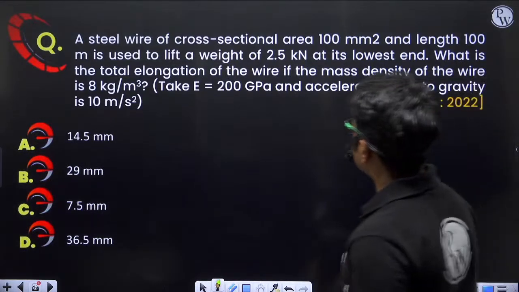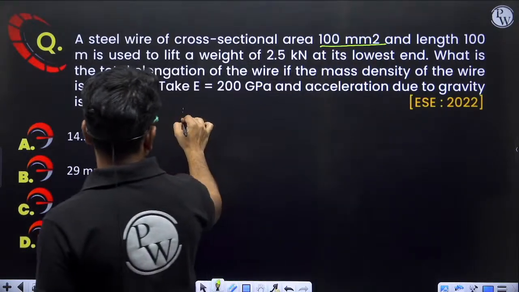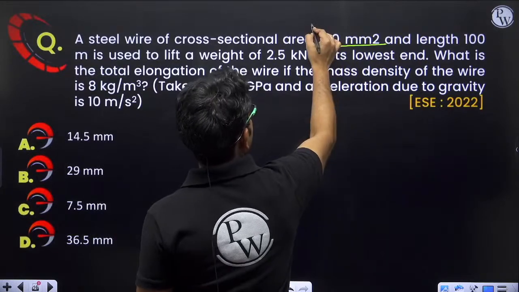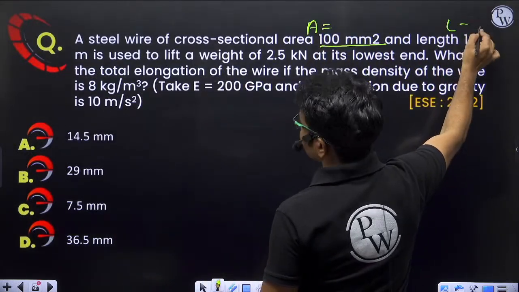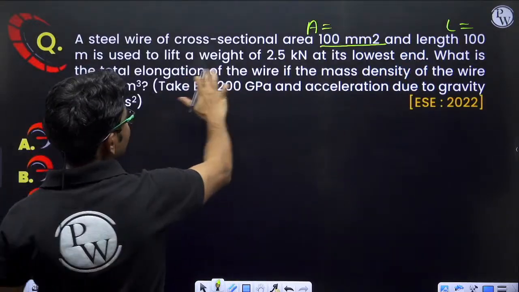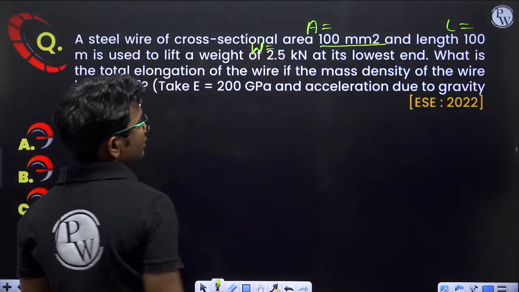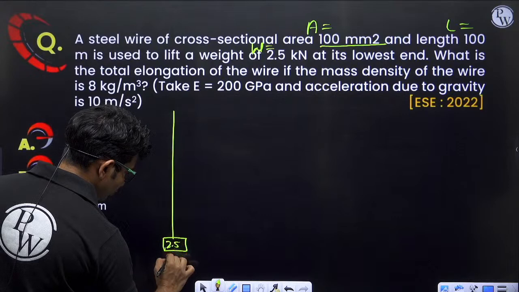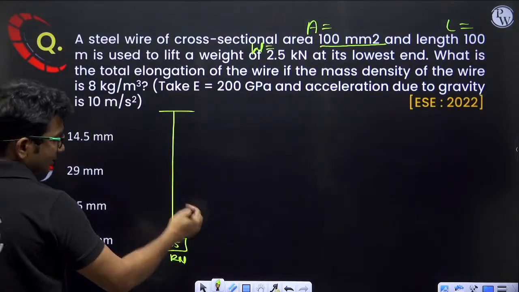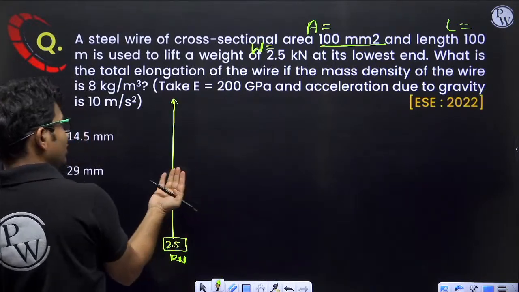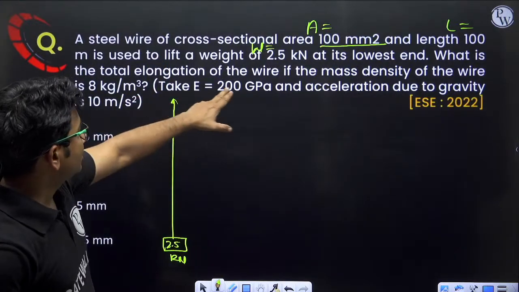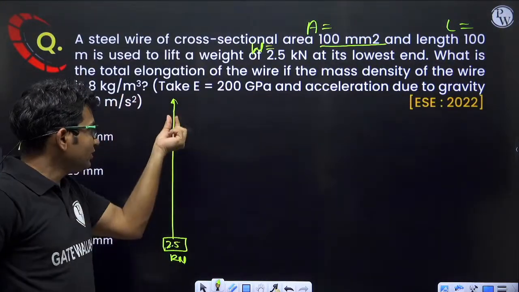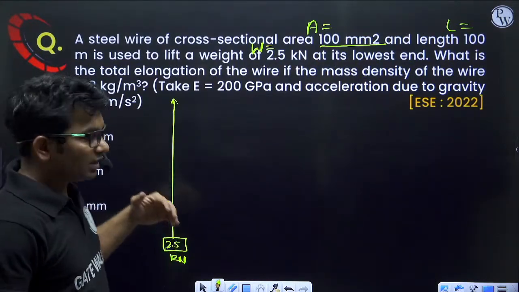A steel wire of cross-sectional area 100 mm square. So the cross-sectional area of the steel wire is 100 mm square. Length is 100 meter. The 100 meter length is used to lift a weight of 2.5 kilonewton at its lowest end. So let us say this is the steel wire, and here a weight of 2.5 kilonewton is hanging. So we are using the steel wire to lift this weight. What is the total elongation of the wire if the mass density of the wire is 8 kg per meter cube? The mass density of the wire is also given, and we are asked the elongation.